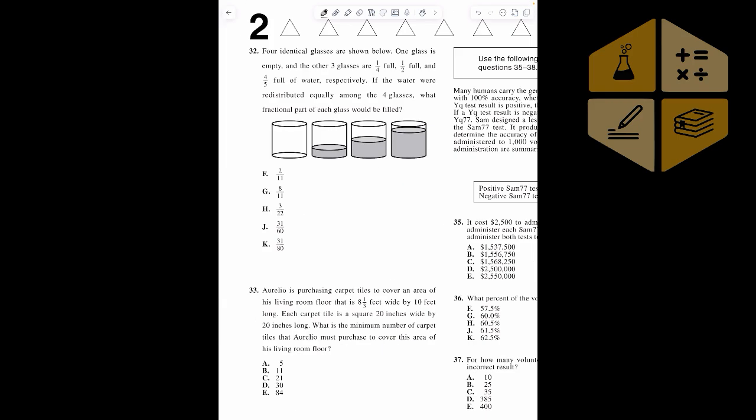Number 32. 4 identical glasses are shown below. 1 glass is empty, and the other 3 glasses are a quarter full, half full, and 4/5 full of water, respectively. If the water were redistributed equally among the 4 glasses, what fractional part of each glass would be filled? So if I were to give this problem to students, say in maybe pre-algebra or something like that, I would not have any answer choice options, F, G, H, J, K.